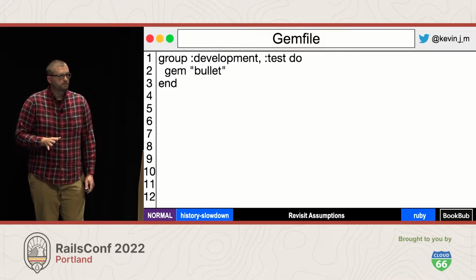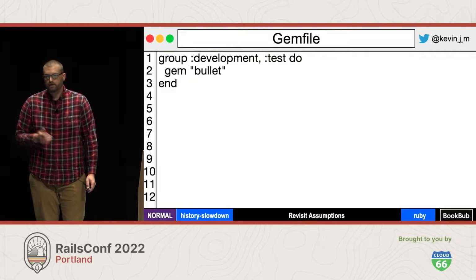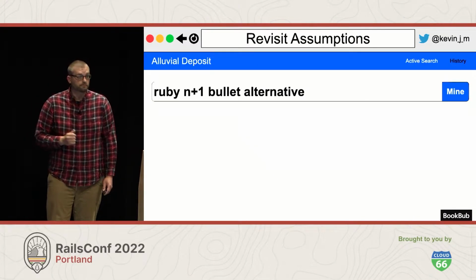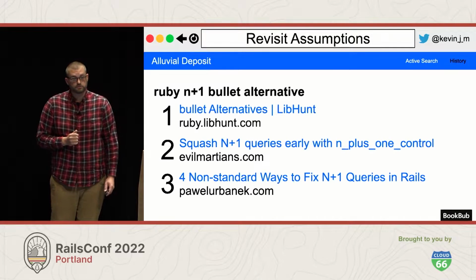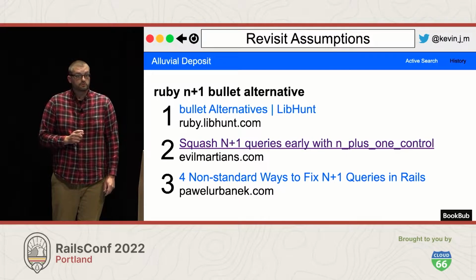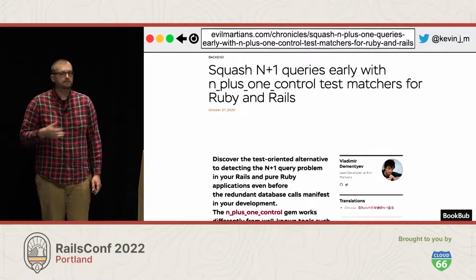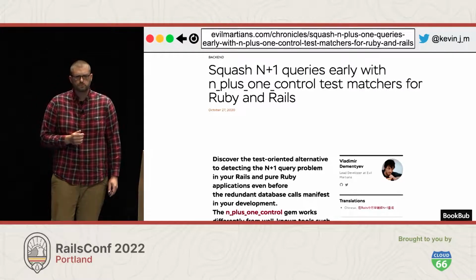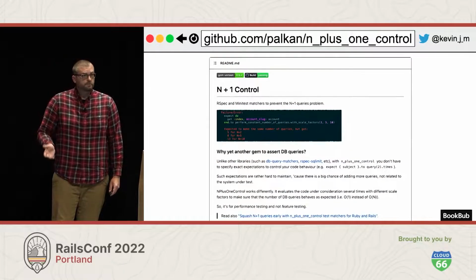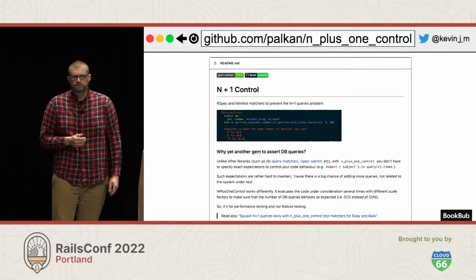But before we commit it, we take a second to wonder, is there a different way? I already know I can use Bullet to solve this problem, but can I do something else? What else is there in the world of n+1 detection that might be beneficial for this purpose? And by doing this, by taking a few minutes, I become introduced to the n_plus_one_control gem. And I read this great blog post from Evil Martians that describes the intent and how it works and how it's similar and different and how to use it. And I look at the repo, I scroll down to the README that also is populated with great information about how to use it and how it works and what you need to do to get started.